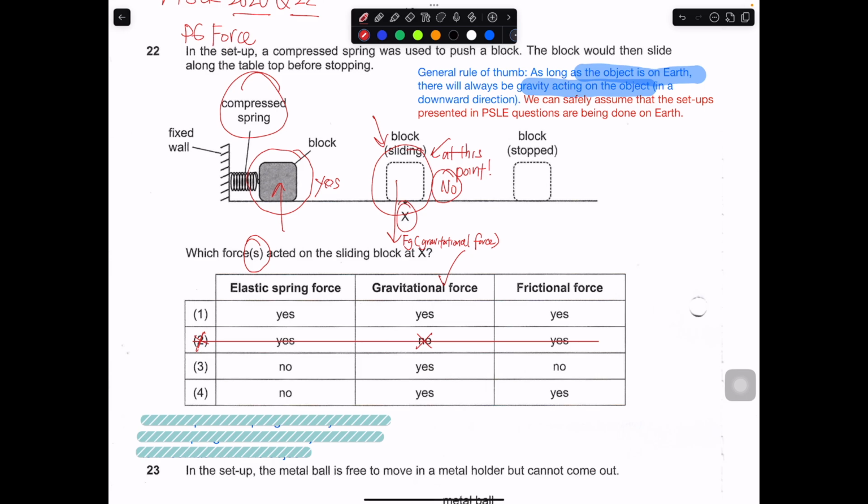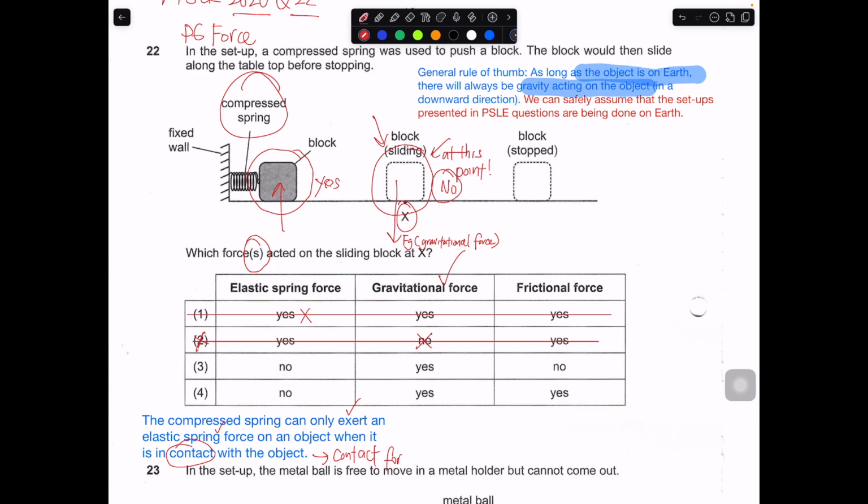Okay, so once you see yes, straight away wrong. So number 1 is out. So you are only left with 3 and 4. You reduce the chances to 50%, either 3 or 4. So the idea is that the compressed spring can only exert an elastic spring force on an object when it's in contact with the object, because over here elastic spring force belongs to contact force. Meaning the elastic spring force can only be exerted onto an object when it is in contact. No longer in contact, no elastic spring force. That is the general rule of thumb.